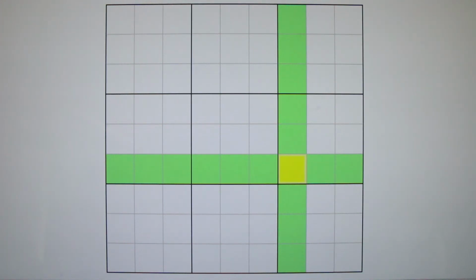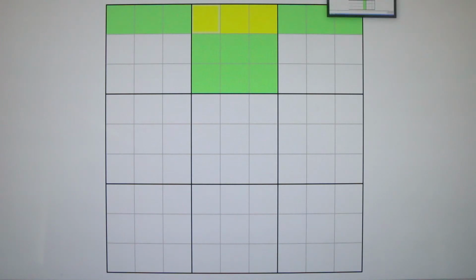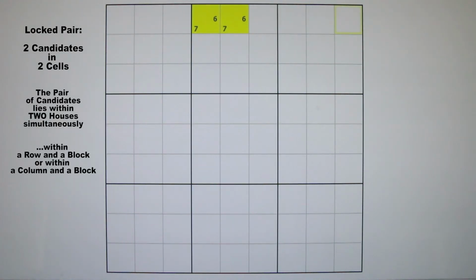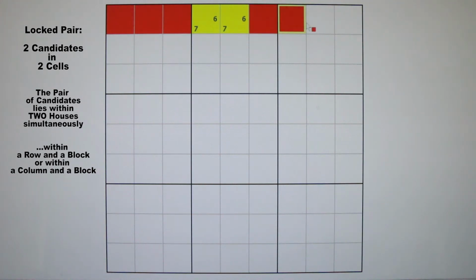So in order for a pair to be locked, it has to lie in the intersection of a row and a block like this, or in the intersection of a column and a block like this. So here we have a naked pair of 7 and 6 and 7 and 6, and as before, it lies in row 1. So because we know one of those has to be a 7 and the other has to be a 6, there can be no other candidate 7 or no other candidate 6 in any of these cells in row 1. The red cells are the elimination cells.